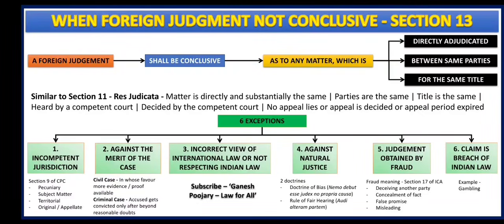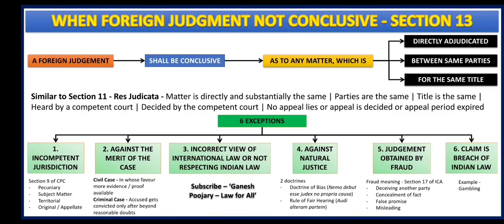The first exception is the foreign judgment is not conclusive when it is given by a court which doesn't have jurisdiction, or the incompetent jurisdiction is the first exclusion for the validity of foreign judgment. What is competent jurisdiction? We have already understood while discussing section 9 of CPC, there are 4 different types of jurisdiction. The first one is pecuniary jurisdiction, the second one is subject matter jurisdiction, the third one is territorial jurisdiction, the fourth one original and appellate jurisdiction.